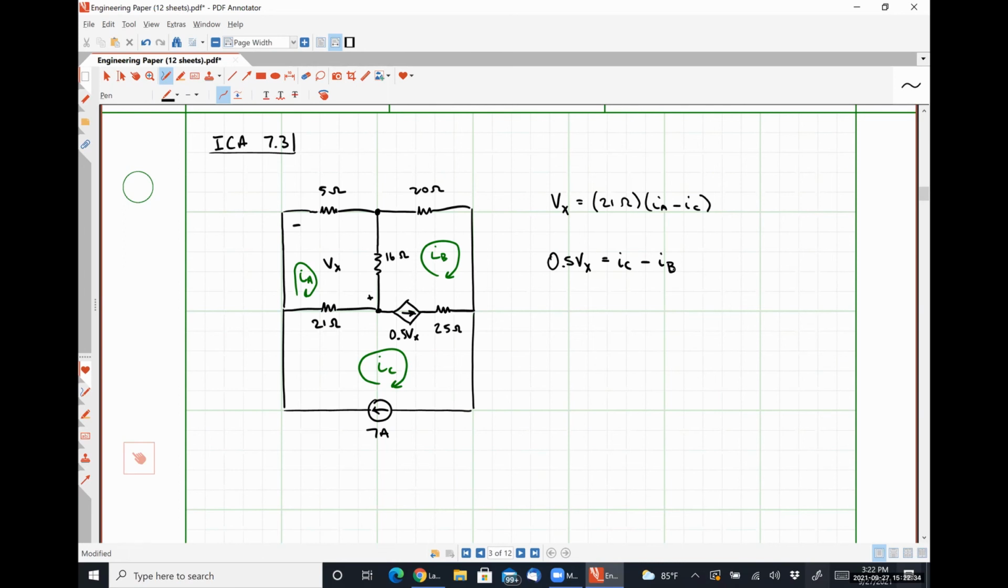We have our other current source. Anita, I've unfortunately learned your name. How do I express that 7 amp current source in terms of our mesh currents? So it's on the edge, right? Whenever we have a current source on the edge of a circuit, it's only going to be related to a single mesh current. Seven amps, okay.